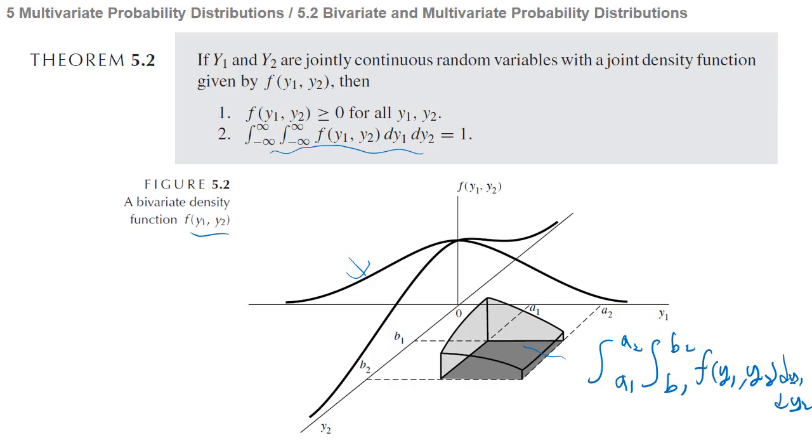Okay, dy2 dy1, and this is the same as the probability of Y1 from a1 to a2, comma, Y2 from b1 to b2.